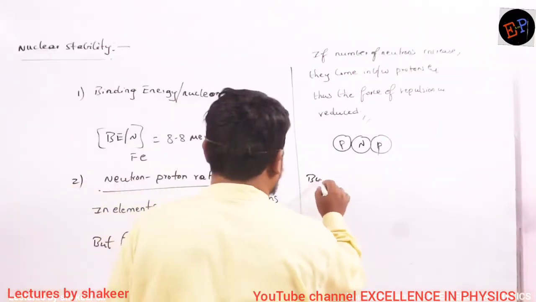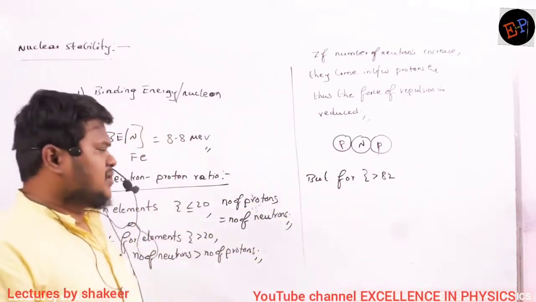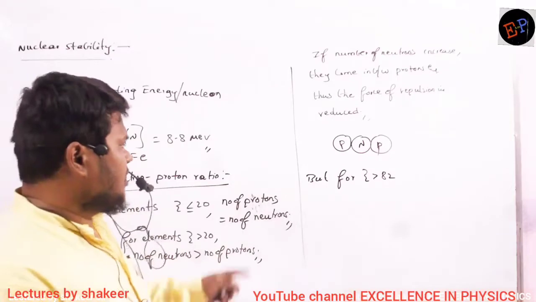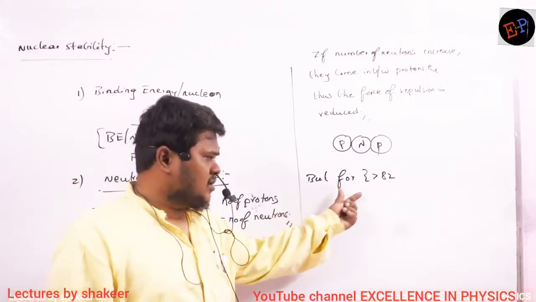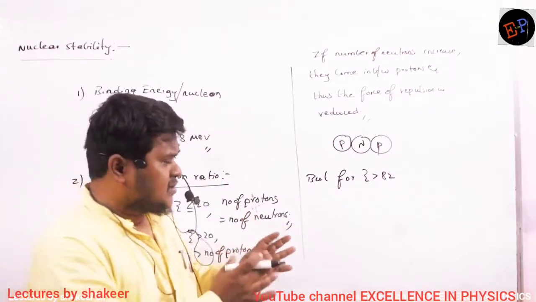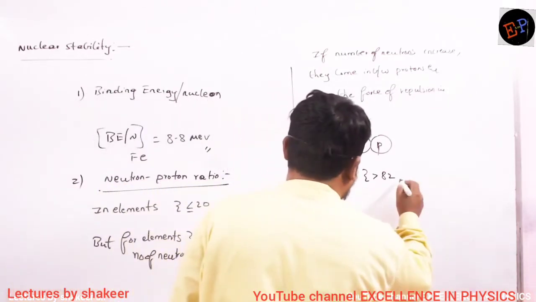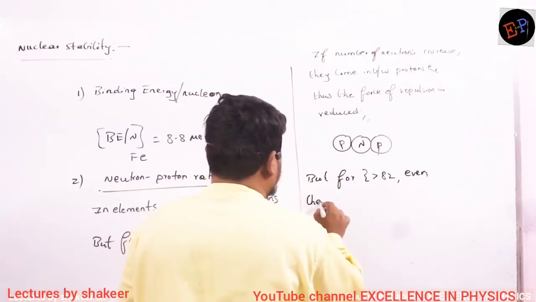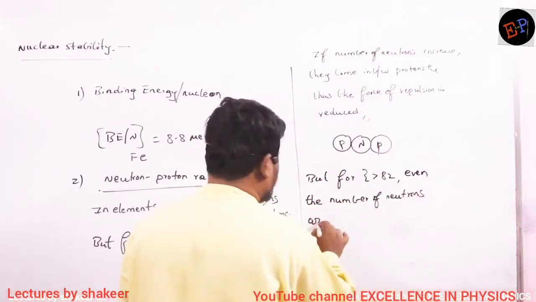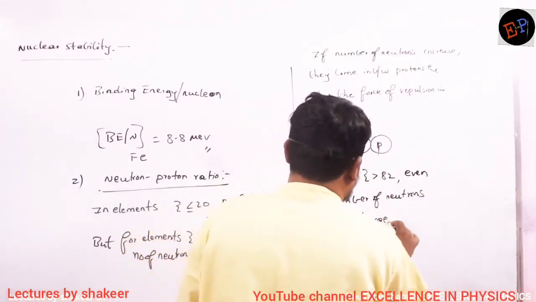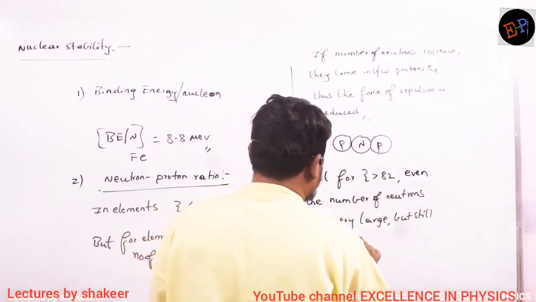Okay, for elements whose Z is greater than 82, it means plumbum, elements with atomic number greater than 82, that is after lead, the number of protons is very large. Z number 82 means 82 protons are there. Even if the number of neutrons is very large, the nucleus cannot be stable. So we write for Z greater than 82, even though the number of neutrons is very large, still the nucleus will become unstable.